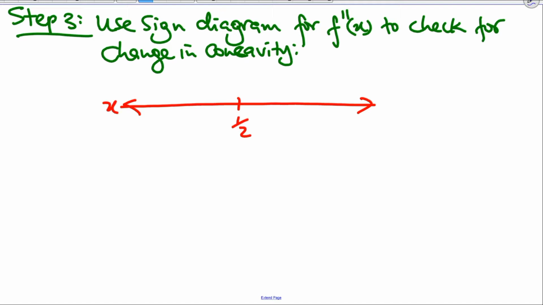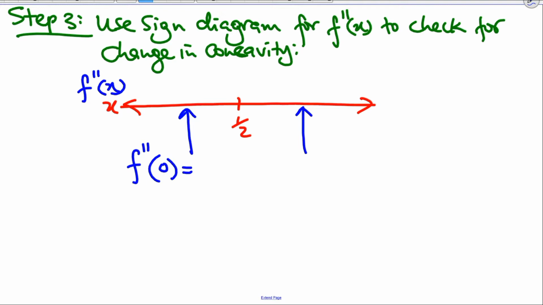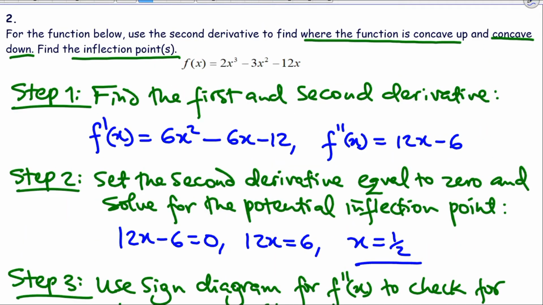Now, what you're interested in is the signs of the second derivative, which means we need to pick some test points. So if we pick, for example, something to the left of a half, so 0, what are we going to get? If we pick something to the right of a half, so for example 1, what are we going to get? So you plug this into the second derivative. What do we end up with?